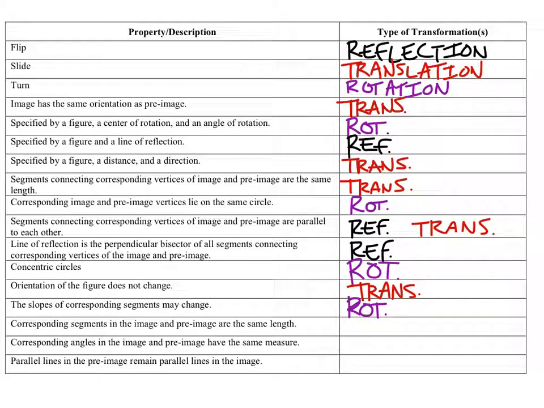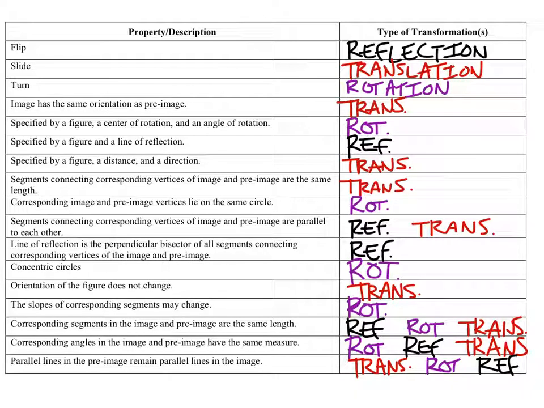Corresponding segments in the image and preimage are the same length. All of them. That's correct. So if it is a reflection, rotation, or translation, that is true for all of them. Corresponding angles in the image and preimage have the same measure. Yeah, that's true for all three. Very good. Parallel lines in the preimage remain parallel lines in the image. Yes, it is true for all three. Those last three specifically are describing congruent shapes.